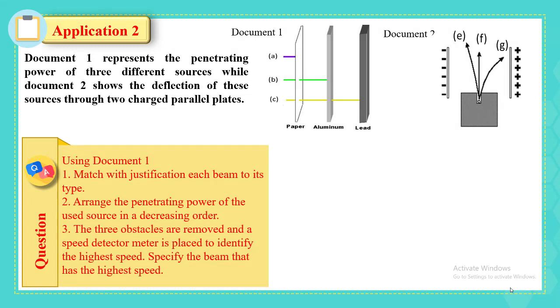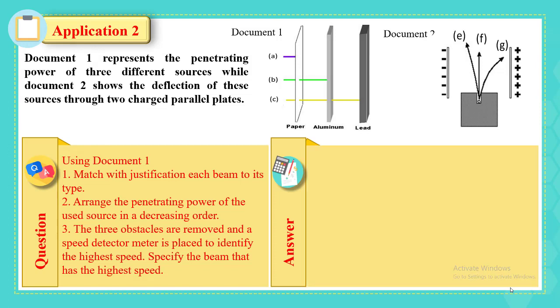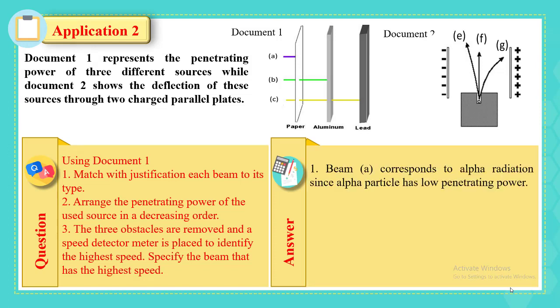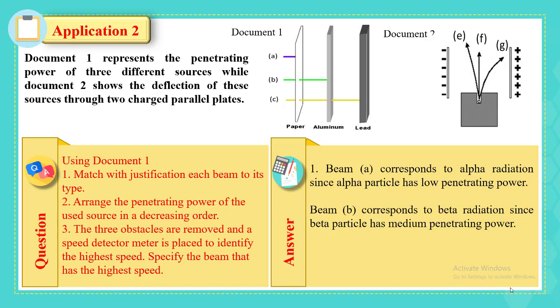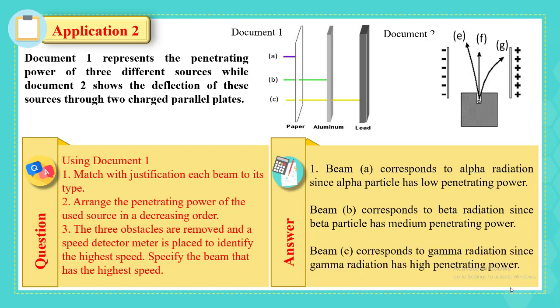Beam A corresponds to alpha radiation, since alpha particle has low penetrating power as shown in a blue line. Beam B corresponds to beta radiation since beta particle has medium penetrating power as shown in a green line. Beam C corresponds to gamma radiation since gamma radiation has high penetrating power as shown in a yellow line.